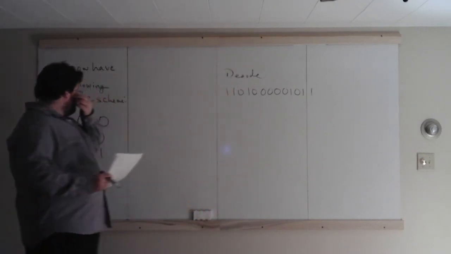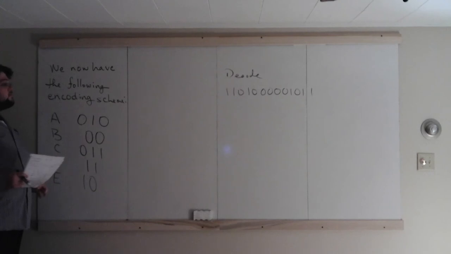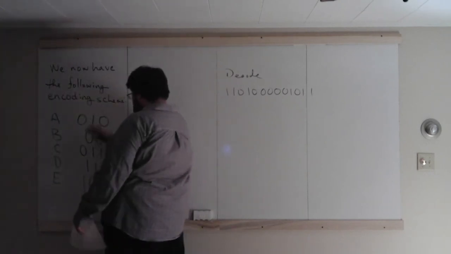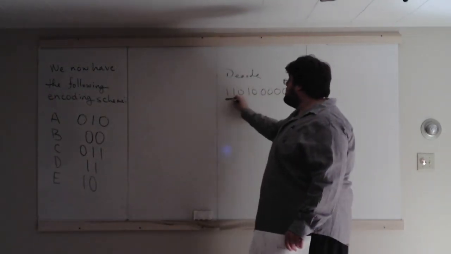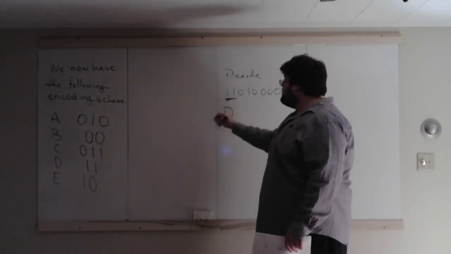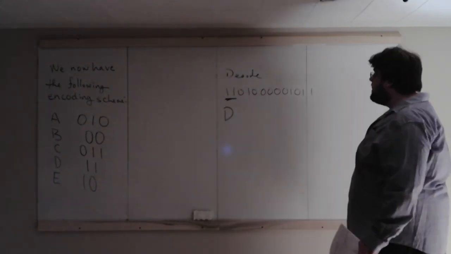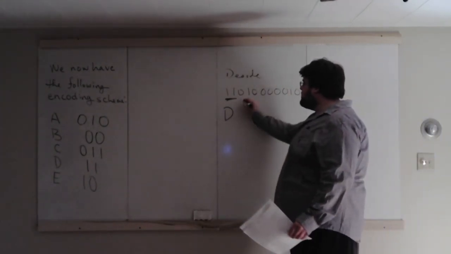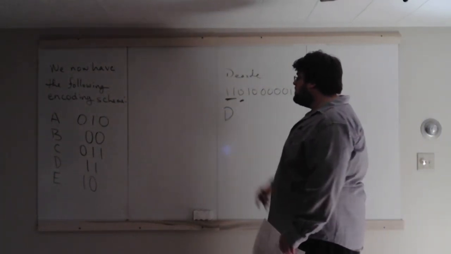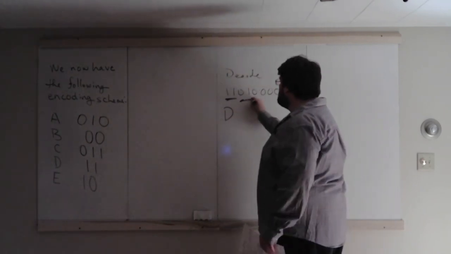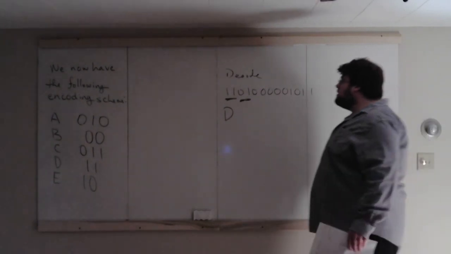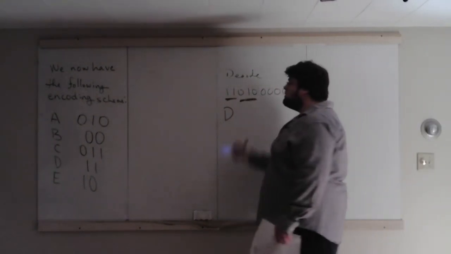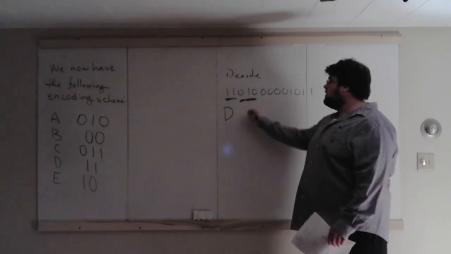And now we will decode this. Now to decode this, we're just going to work left to right and stop once we get one of these letters. So 1 isn't there. 1, 1 is. 1, 1 is D. Well, that's great. 0. 0 is not there. Or, sorry, 0, 1. 0, 1 is not there. 0, 1, 0. Well, 0, 1, 0 is there. It's A.